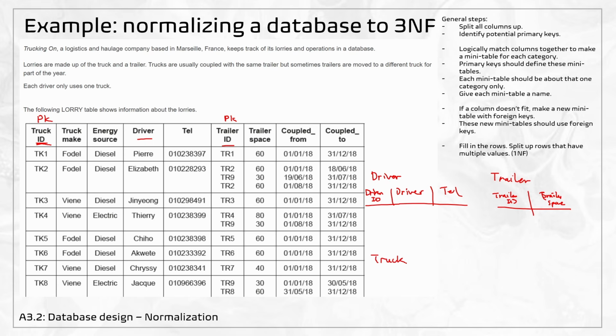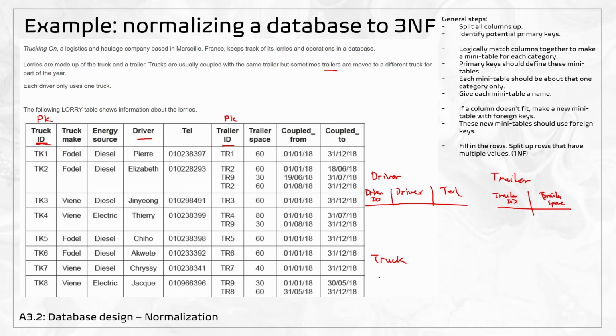Now, we have to be careful with truck because you might think that a truck is characterized by both its driver and the trailer. But the question is a bit tricky. It says that sometimes trailers are moved to a different truck for a part of the year. So because that's the case, trucks don't have a specific trailer permanently on them. So we can't characterize a truck based on a trailer.